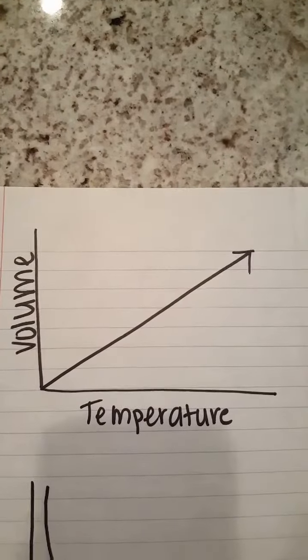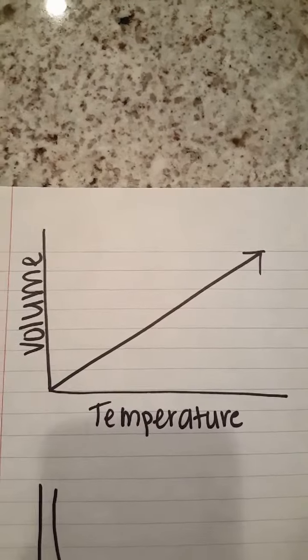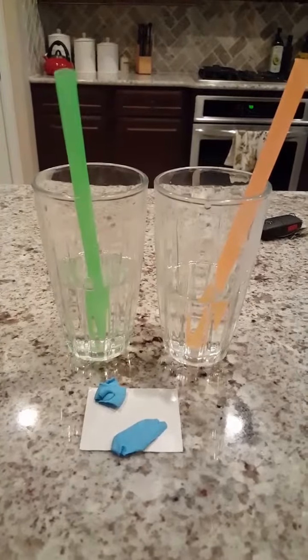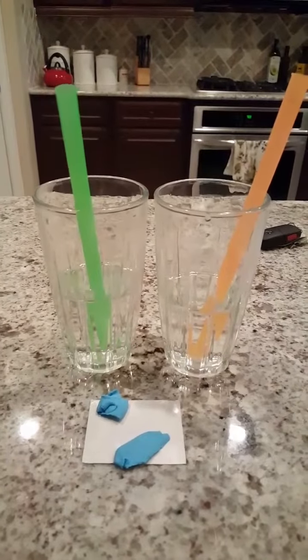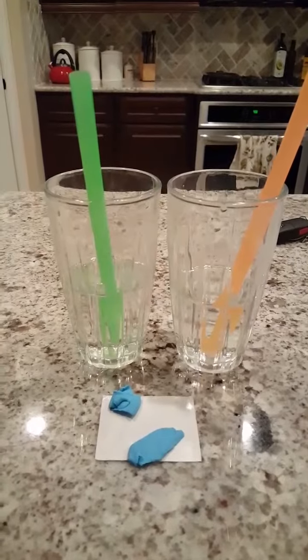The relationship between temperature and volume is direct, meaning that if the amount of temperature was tripled, it would result in the volume being tripled as well. To demonstrate the relationship between temperature and volume, we will be using 2 straws, water, and ticky tack.